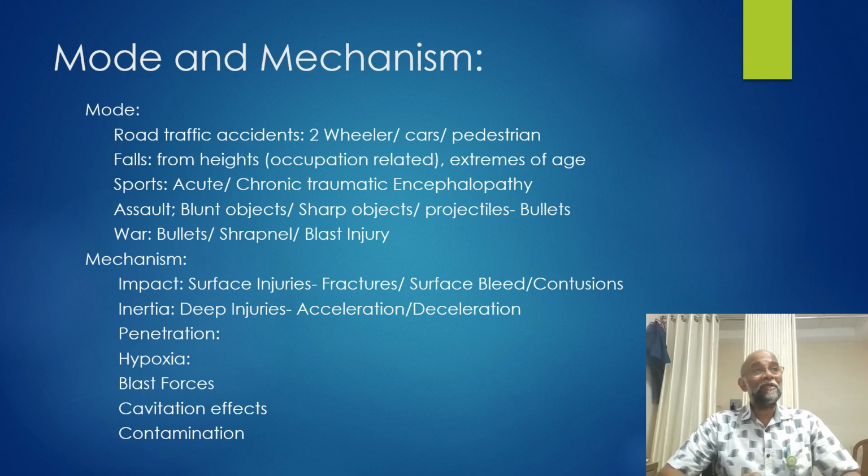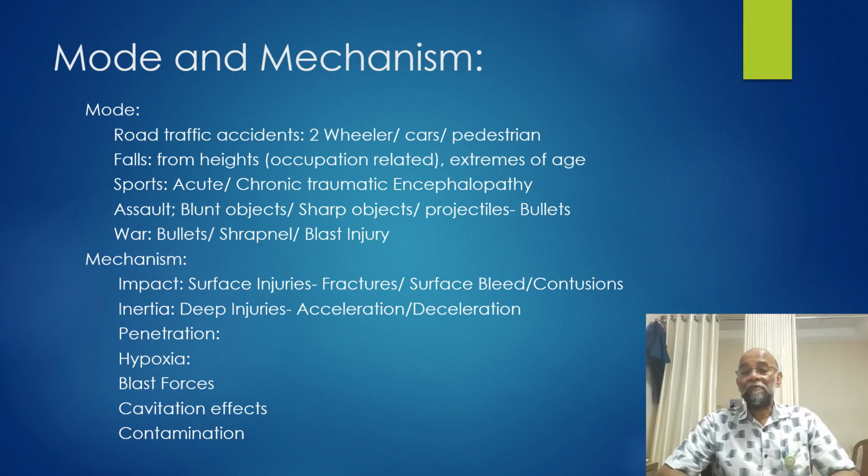The second mechanism is inertia. Inertia occurs because of differential movement between different parts of the brain. The gray matter is denser than white matter. Some parts of the brain are more tethered than other parts. So acceleration-deceleration forces produce injury. Here it is no longer surface injuries, but it is within the depth of the brain, because white matter fibers are getting stretched.